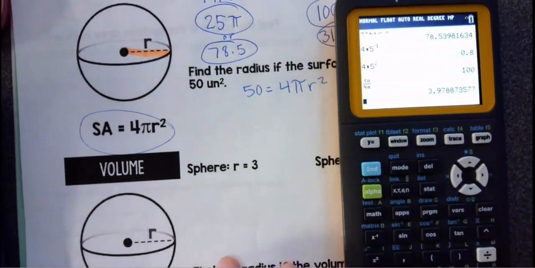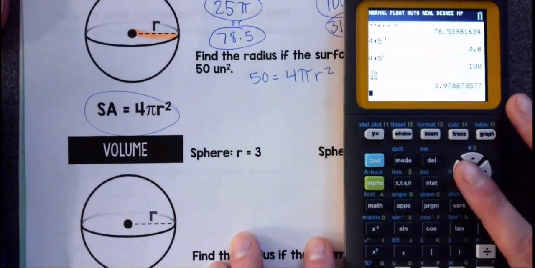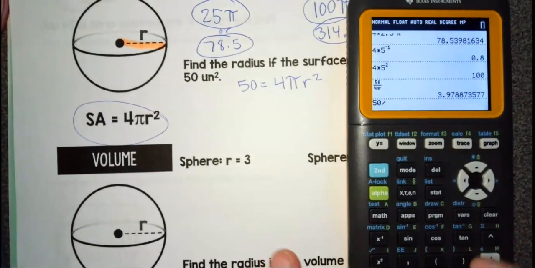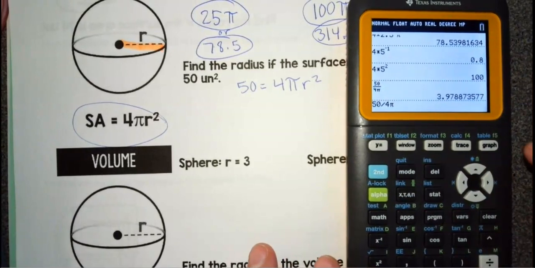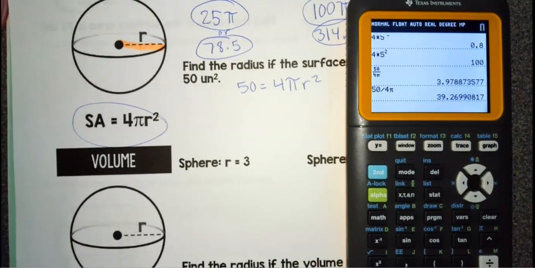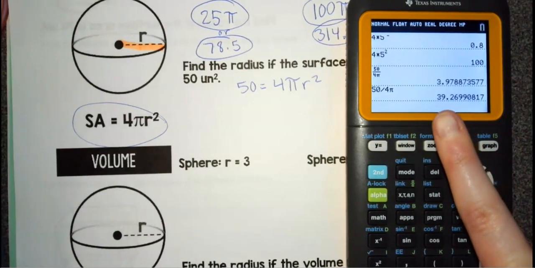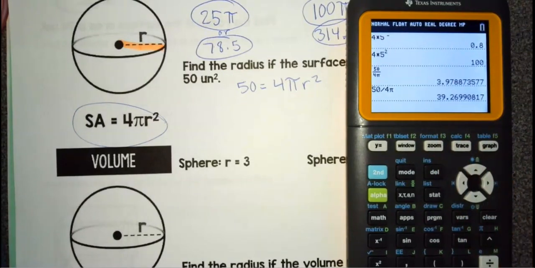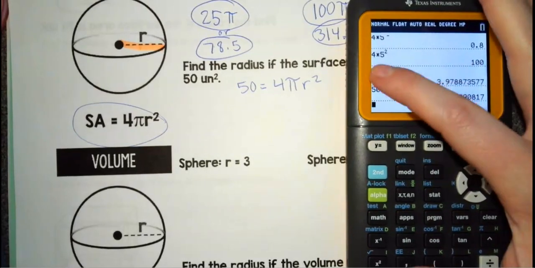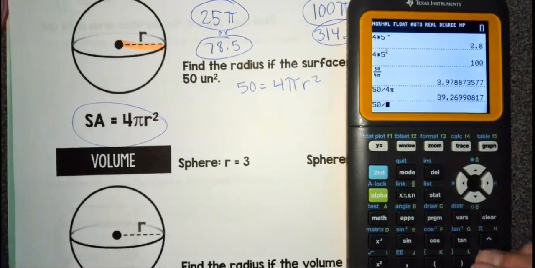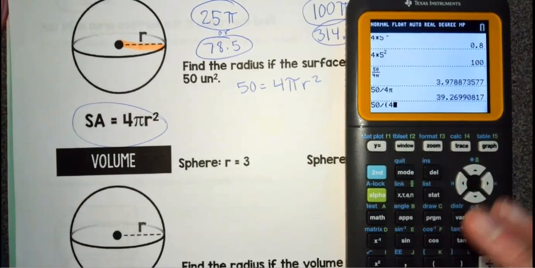50 over 4 pi. Great. That gives you the answer that you need. The wrong way, 50 divided by 4 pi. That is not the same number, so don't do that. Okay? What happens here is it says 50 divided by 4 and then multiplies that number by pi. You don't want to do that. So you got to do one of 2 things. Either put it in this fraction bar thing, or 50 divided by parentheses 4 pi.